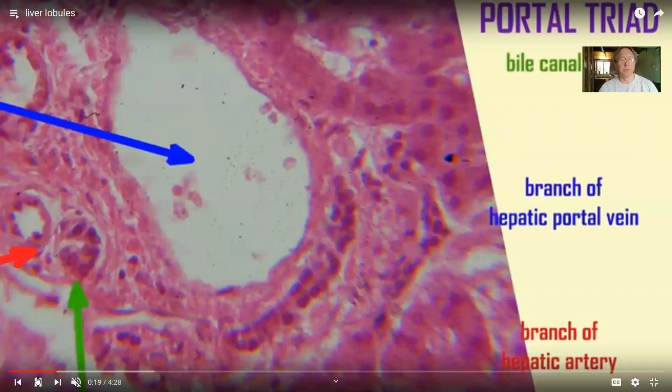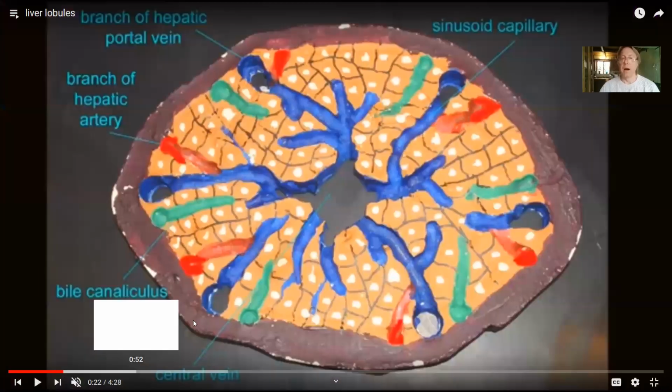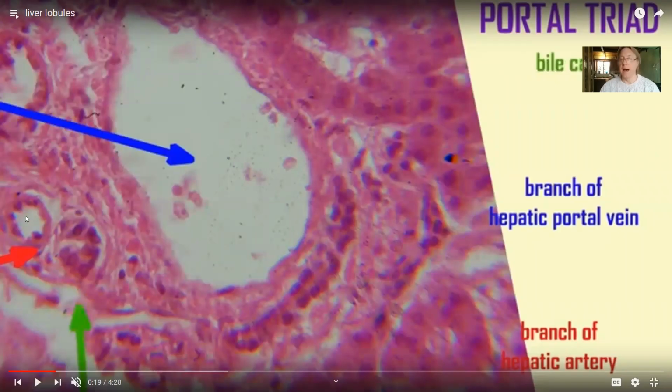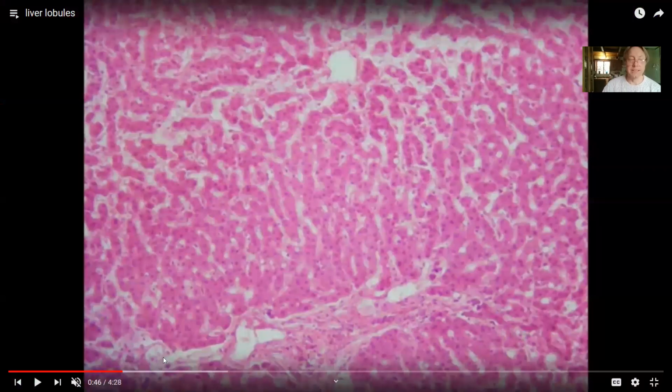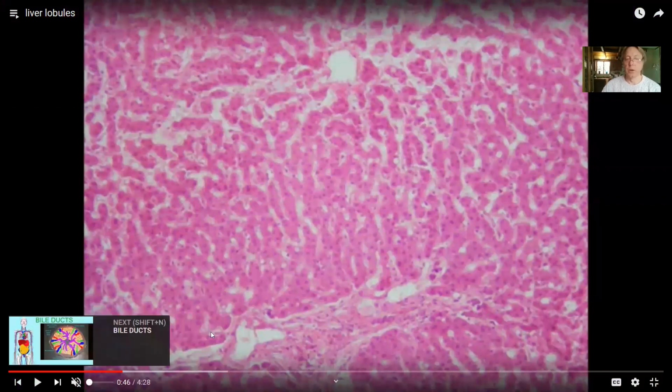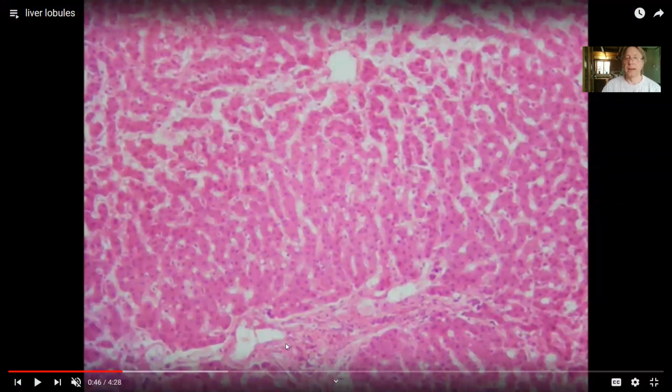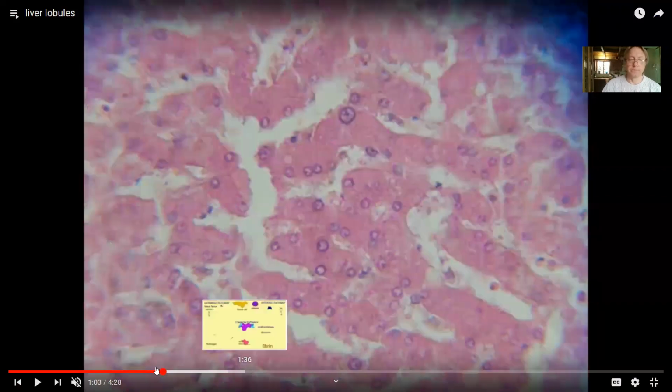So here you see what's called a portal triad, where there is a branch of the hepatic portal vein, a branch of the hepatic artery, and then a bile canaliculus. These are on the outside of the liver lobules, and then they flow into the center where the central vein is. So we would have the portal triads on the outside of a liver lobule, and then blood flows through these sinusoid capillaries before reaching the central vein.